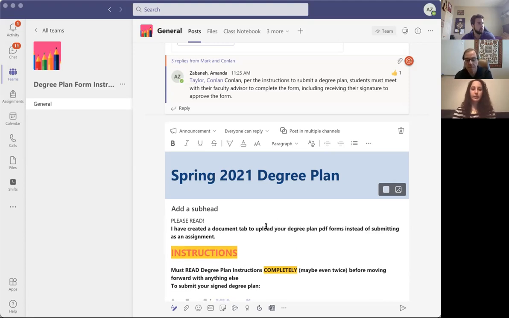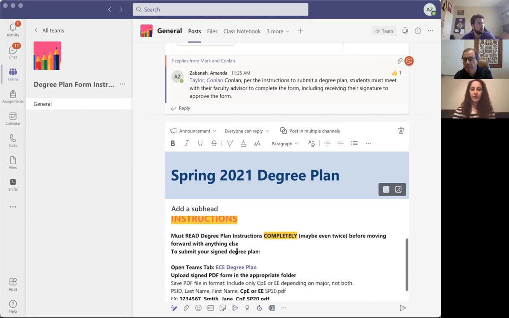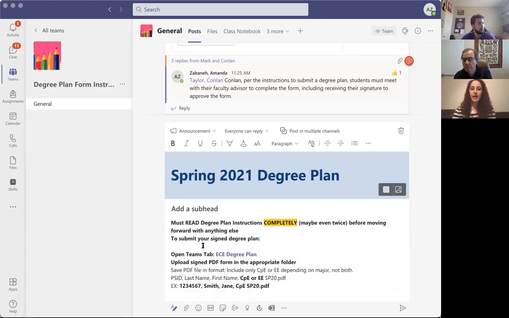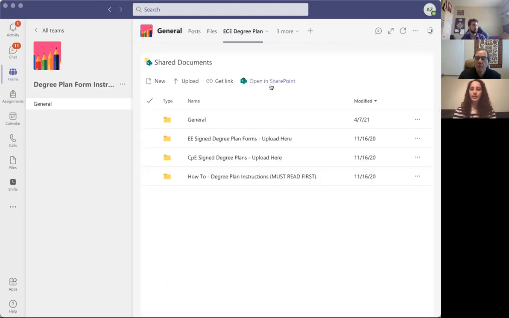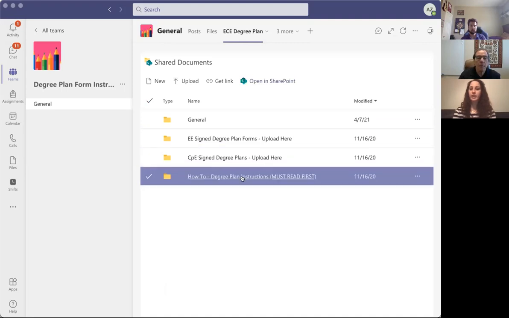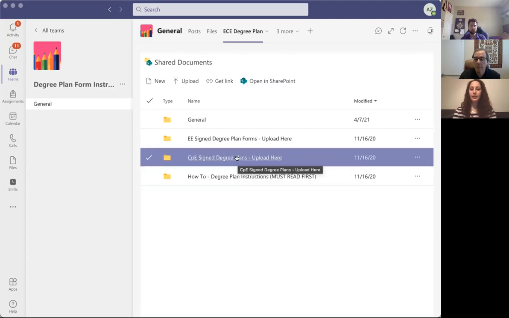For submitting the degree plan, this is how the page is going to look. Again, the instructions are here. I'm going to explain what's written here, how you're going to upload the form and where to find the instructions. It says Open Teams tab, ECE degree plan. When you click up here, it has a space for the ECE degree plan instructions. So you have your instructions again, which is that PowerPoint that I just went over, and then where you're going to upload your forms in these files, okay?